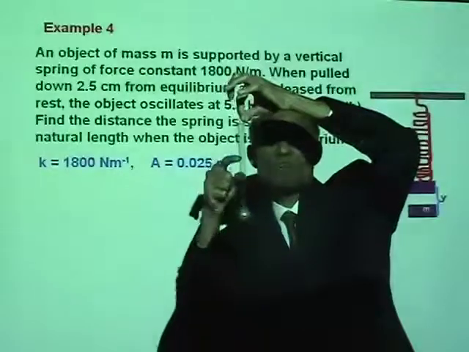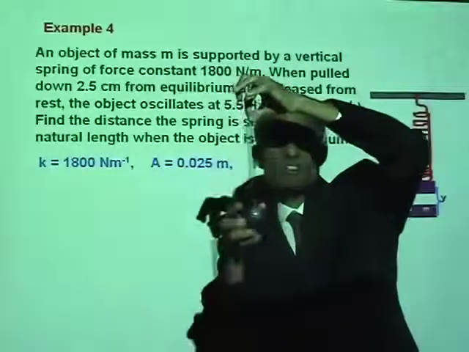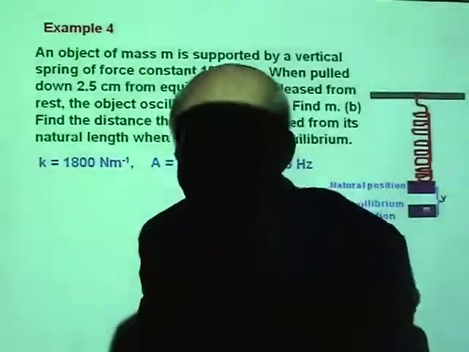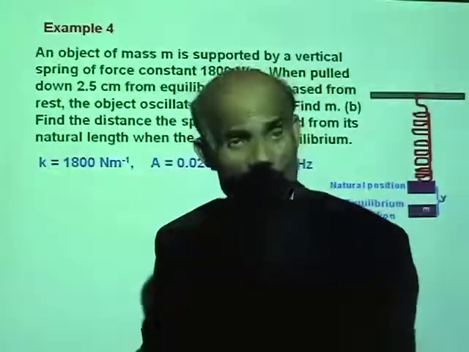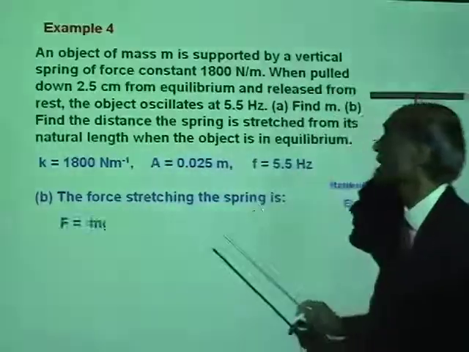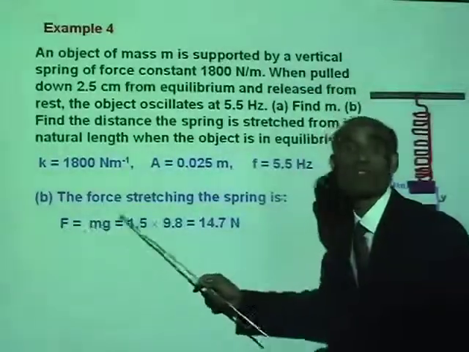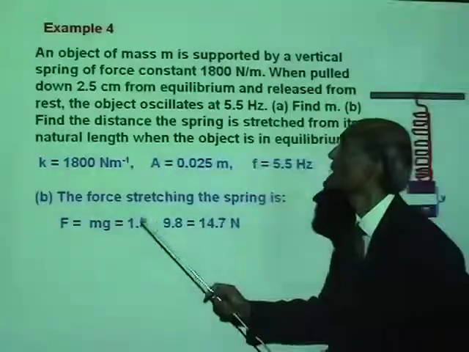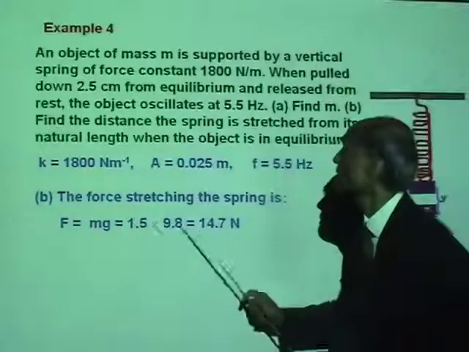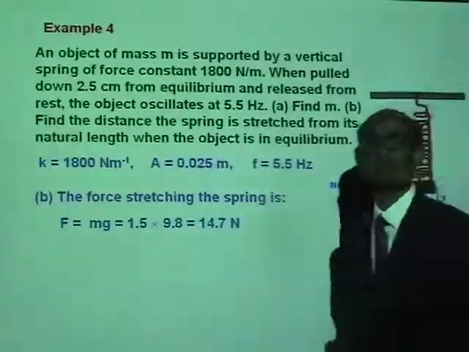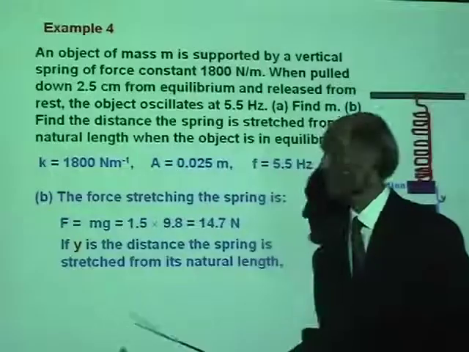That means we will be able to say F, the stretching force, equal to K times the displacement. Is that right? I think so. The force stretching the spring is F equal to mg, the weight of this object. That will be, the mass is 1.5 kilogram times g, that gives you 14.7 Newton.